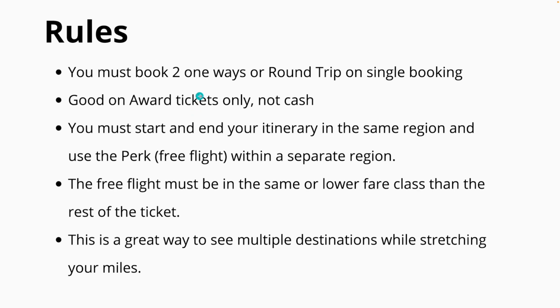You must start and end your itinerary in the same region and then use the perk, the free flight in the middle, within a separate region from where you began. Also, the free flight must be in the same or a lower fare class than the rest of the ticket. So if you book your round-trip ticket in economy class, you can't book the Excursionist Perk flight in the middle in business class. It would have to be in economy also. This is a great way to see multiple destinations throughout the world while stretching your miles and points.